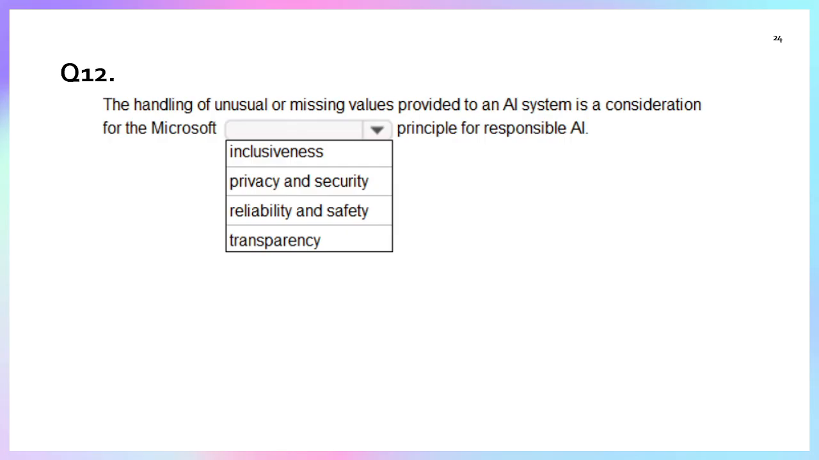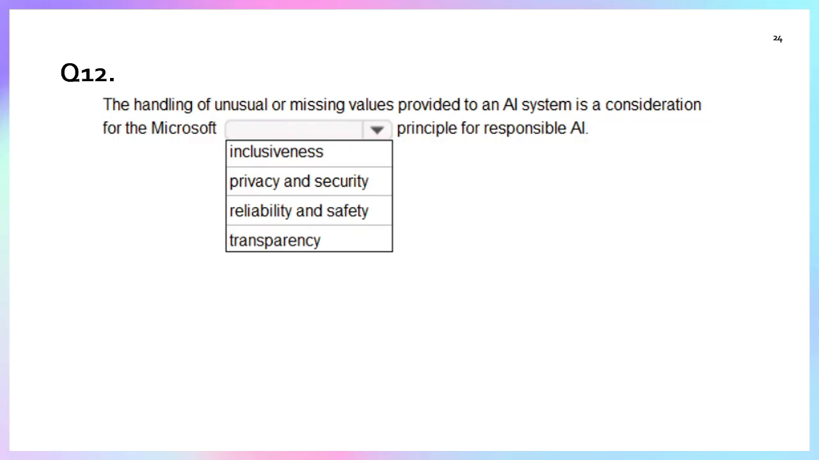Question number 12. The handling of unusual or missing values provided to an AI system is the consideration of which Microsoft principle of responsible AI? It means handling unusual or missing values provided to the AI system.